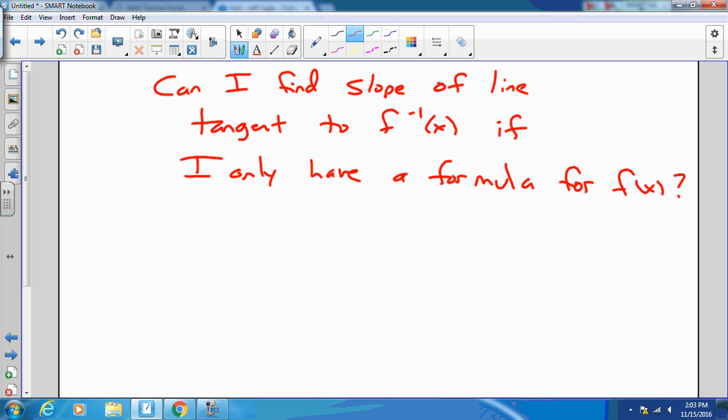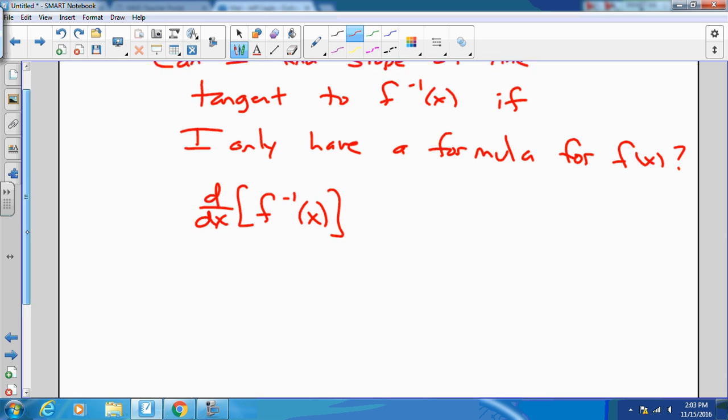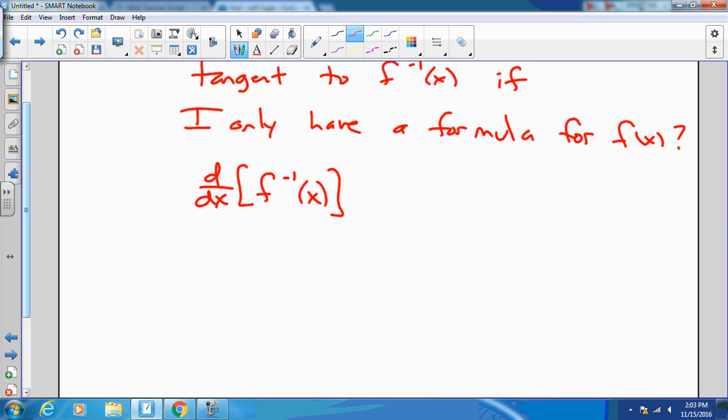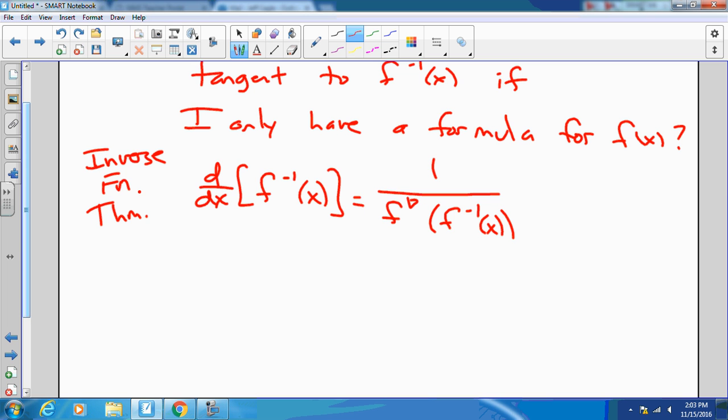And the way in which we're going to do that is by resorting to the chain rule. I'm going to go ahead and give you the result here. What we're talking about is the derivative of the inverse here. And the inverse function theorem states this: that the derivative of f inverse is the reciprocal of the derivative of f, evaluated at f inverse of x.